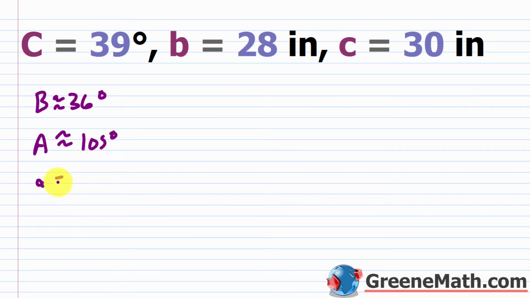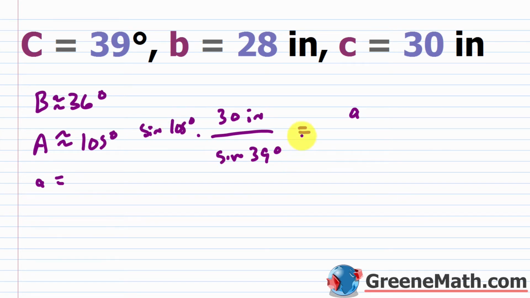And if I want the lowercase a here, I could just use the law of sines again. So again, go with what you know. I'm going to go with that 30 inches, which is this lowercase c, over the sine of 39 degrees, is equal to lowercase a over the sine of 105 degrees. I'm going to multiply both sides by the sine of 105 degrees. Remember, this is an approximation, so you can show that here if you want to and say this is approximately A. Most teachers will allow you to put equals there as well. And I'll say this is about 46 inches.